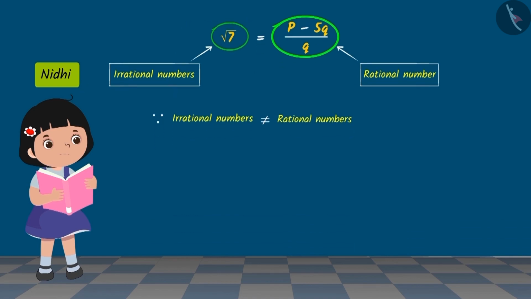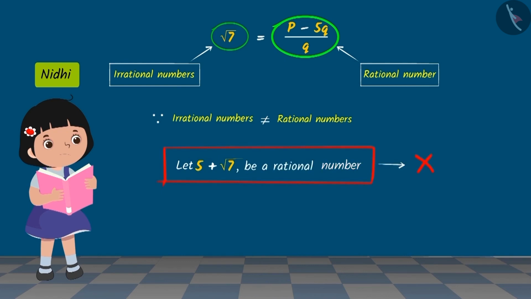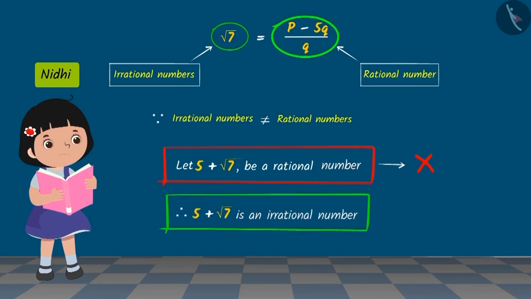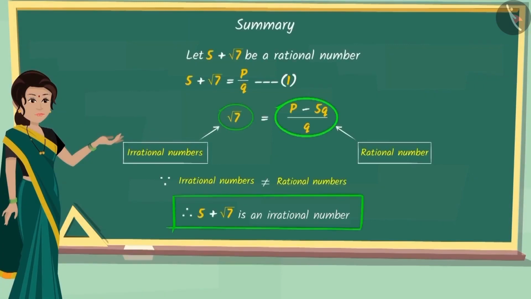Hence, Nidhi tells Riddhi that 5 plus square root of 7 is a rational number is a wrong assumption, because what we have obtained here is contradictory to it. Hence, we can say that 5 plus square root of 7 is an irrational number. In this video, we saw an example based on theorems related to irrational numbers. In the next video, we will see some common mistakes that are observed while solving these types of questions.